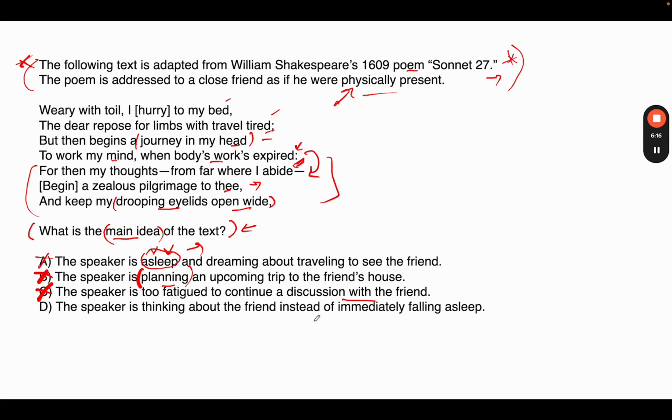Let's look at D. The speaker is thinking about the friend instead of immediately falling asleep. That makes sense, right? The drooping eyelids, open wide, tired but not sleeping. So this person, the speaker, is definitely thinking about the friend instead of immediately falling asleep. So I'm going to pick this, and this is the only option that you're left with. Correct? So this is going to be the correct answer.